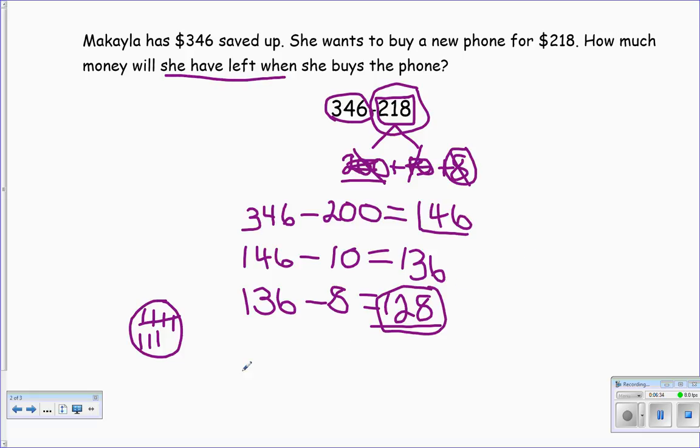Okay? Now, to check our work, all we would have to do is say, well, 128, which is how much we have left, plus the 218, which the phone costs.